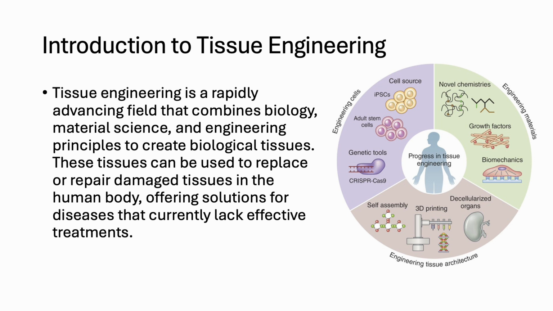In the middle we have the progress in tissue engineering. On the left side, we have the engineered cells. On the right side, we have the engineered materials that we can use as well. And at the bottom, of course, we are looking into, for example, self-assembly, decellularized organs, but also the 3D printing. So very interesting, because this is the future of tissue engineering, and I'm going to talk about the 3D printing as well at the end of this presentation.